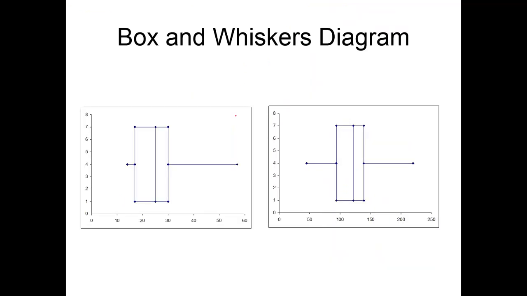You can encode this on what's called a box and whiskers diagram. Right here, I've made up one where the smallest data item is about 12 and the largest data item is about 56 or 57. The median, that line in the middle, is about 25. The first quartile falls around 16, and your third quartile falls around 30.